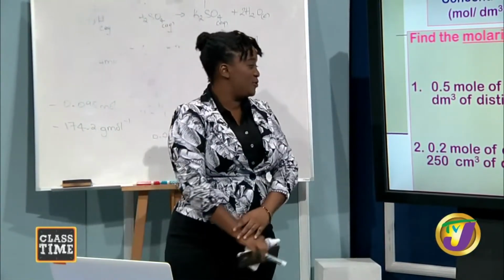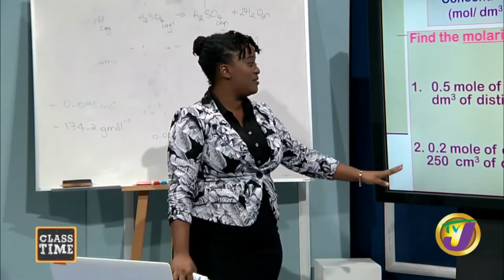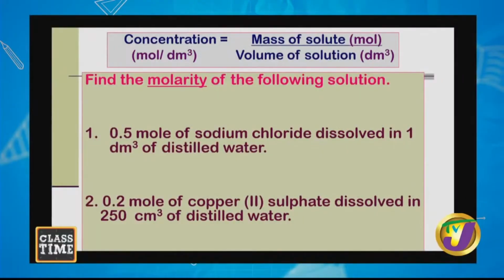So number 2, if we're to do number 2, it would be 0.2 moles divided by, we can't divide by 250 because it's in centimeter cube. The unit for concentration is dm cube, so it's mole per dm cube. So here we have 0.2 moles that is dissolved in 250 cm cube. Now this cm cube has to be converted to dm cube.